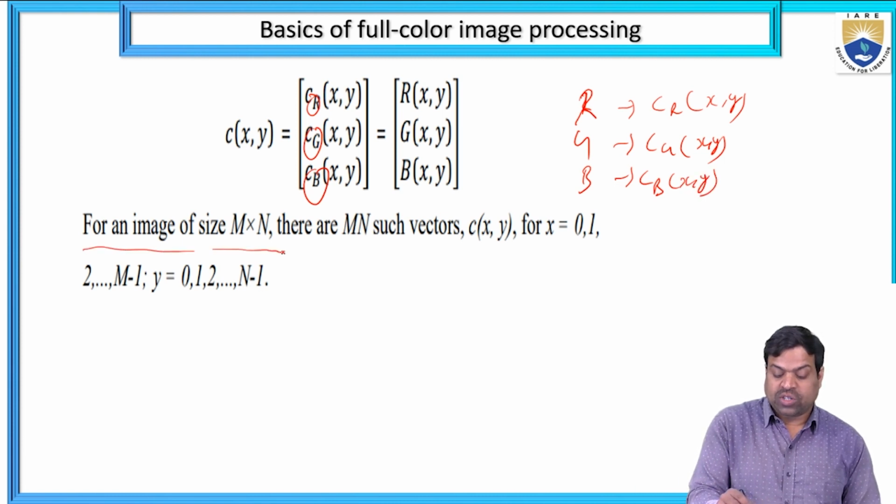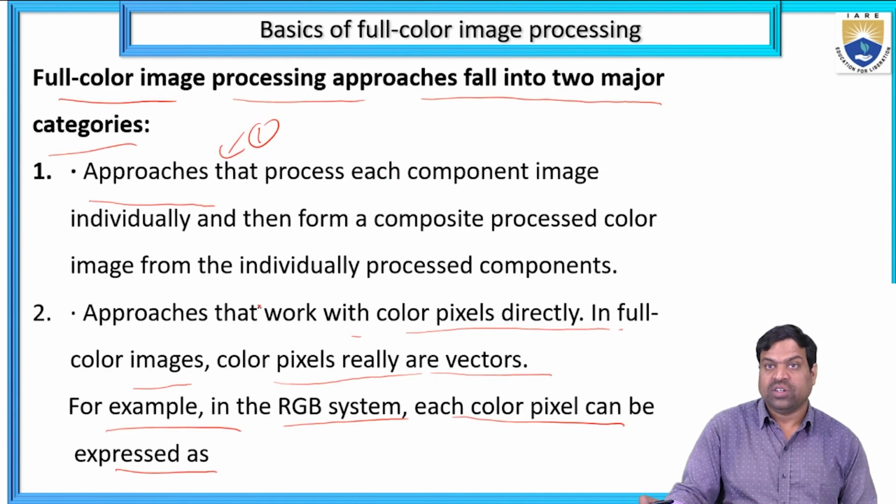So for an image of size m by n, there are mn such vectors. C of x comma y, where x equals 0, 1, and so on to n minus 1, and y equals 0, 1, and so on to n minus 1. So the two approaches are there.